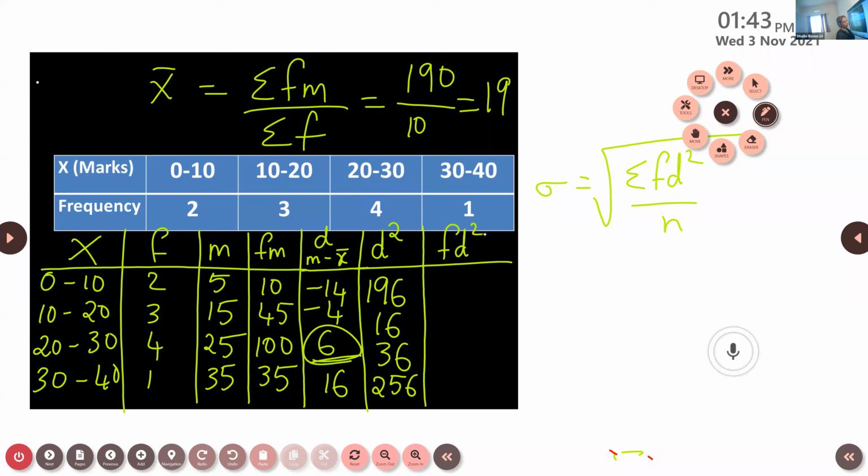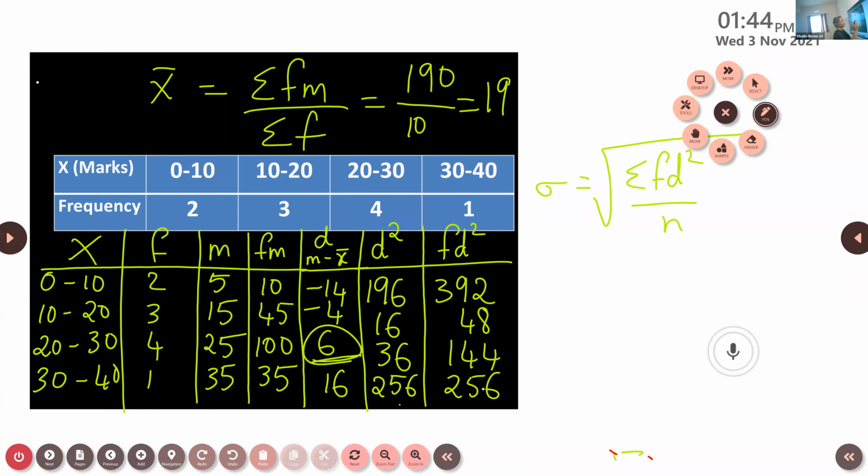Abhilash, did you get the first one? Ma'am, 392. Okay. Sanam, second one? 48. Okay. Pranav, third one? 144. Kevin, did you get the last one? Ma'am, 256. Okay, 256, correct. So you got FD square.